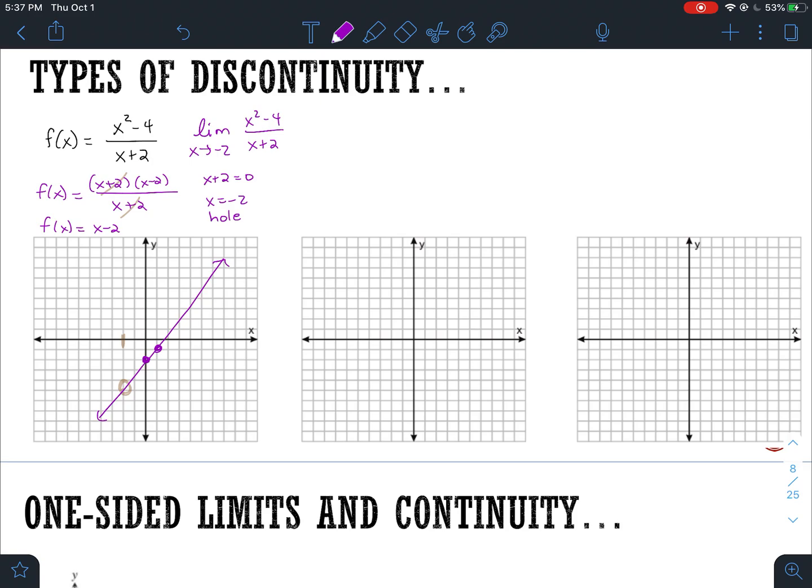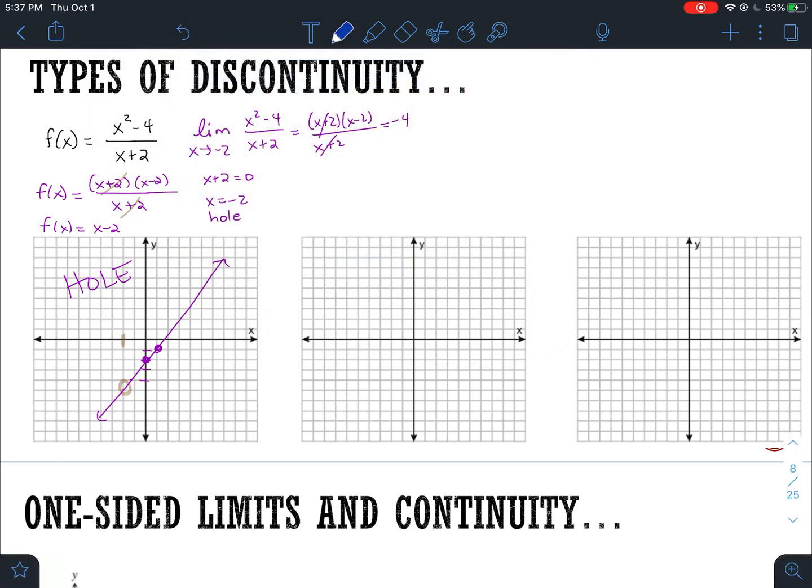So we factored and we canceled, so this would be x plus 2, x minus 2 over x plus 2. If I plug in negative 2 into what's left, the height of that hole is negative 4. So 1, 2, 3, 4. I'm a little bit off on my graph, but the height of the hole should be at negative 4. So one type of discontinuity is a hole. So there's a break in the graph.